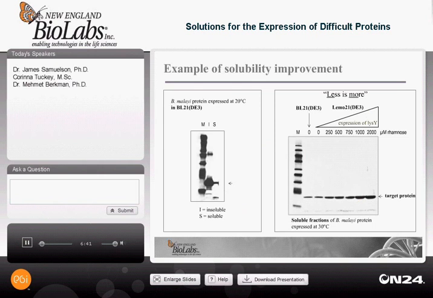This slide shows an example where LEMO21 was used to increase the level of soluble target protein. Brugia proteins are notoriously difficult to produce in E. coli, as shown on the left side of this slide, where most of the target protein is found in the insoluble fraction when expressed in BL21(DE3). However, when expressed in the LEMO strain, more target protein becomes soluble as the level of LysY inhibitor is increased by increasing the level of rhamnose in the culture. So in this case, less is more. Less T7 expression equals more soluble protein.